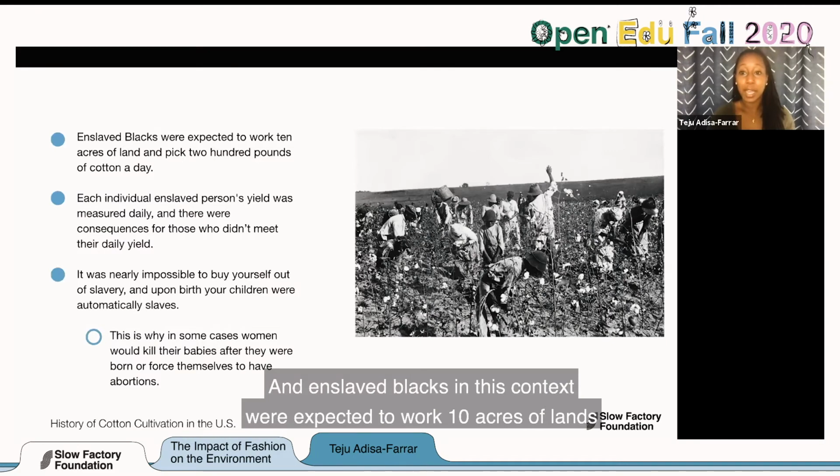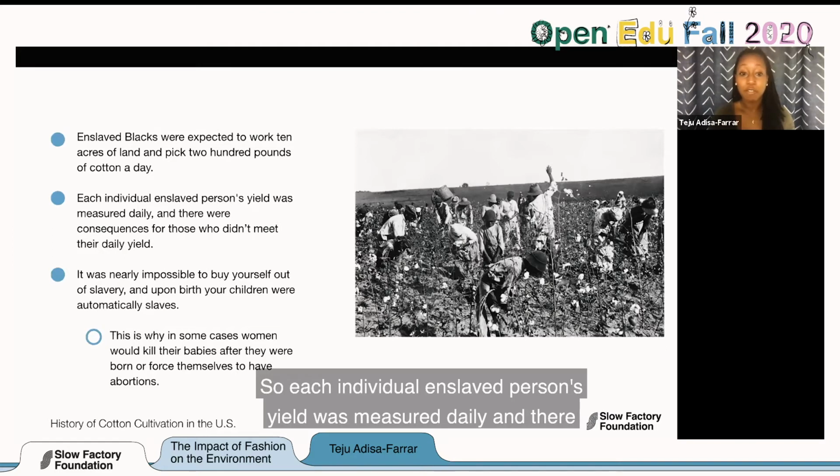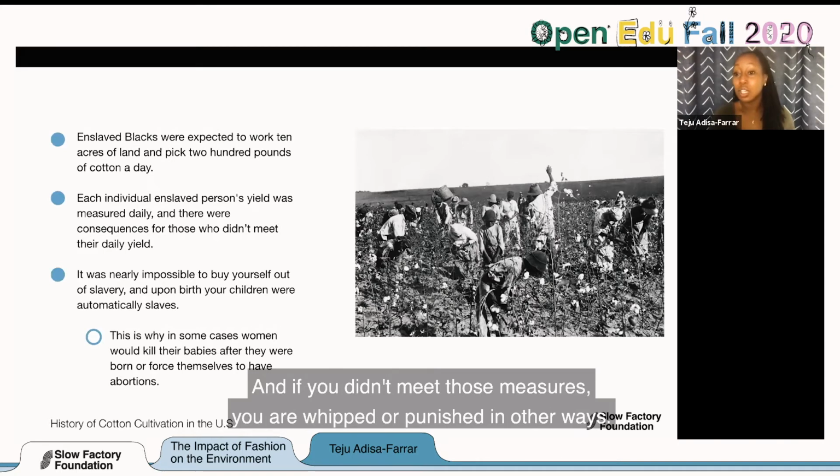And enslaved Blacks in this context were expected to work 10 acres of land and pick 200 pounds of cotton per day. So each individual enslaved person's yield was measured daily, and there were consequences for those who didn't meet their daily yield. So whether you were a pregnant woman or a child or a grown man, you had to pick about 200 pounds of cotton a day, carry it and weigh it. And if you didn't meet those measures, you were whipped or punished in other ways.